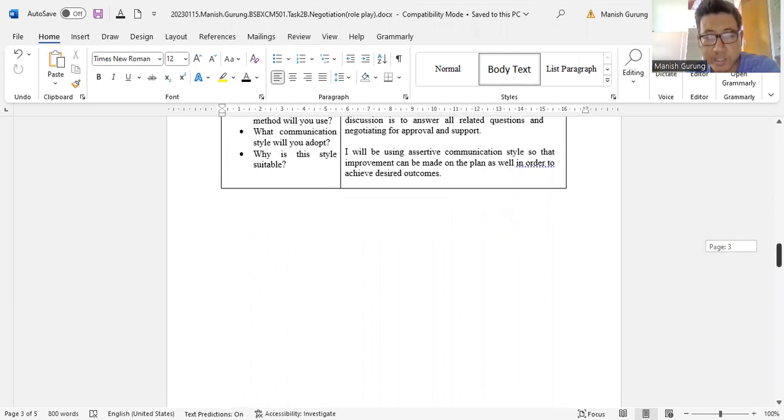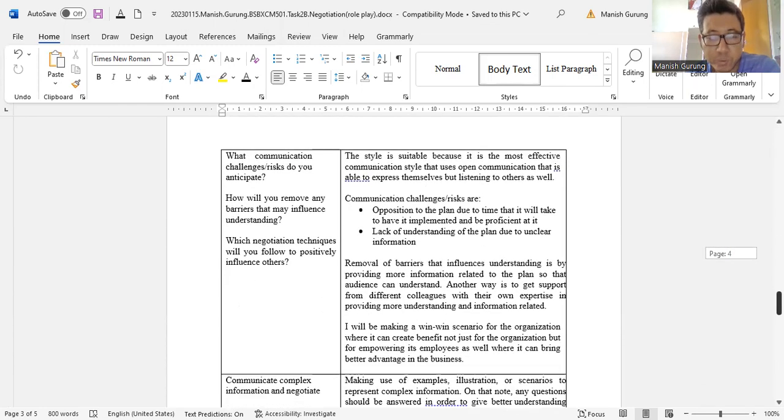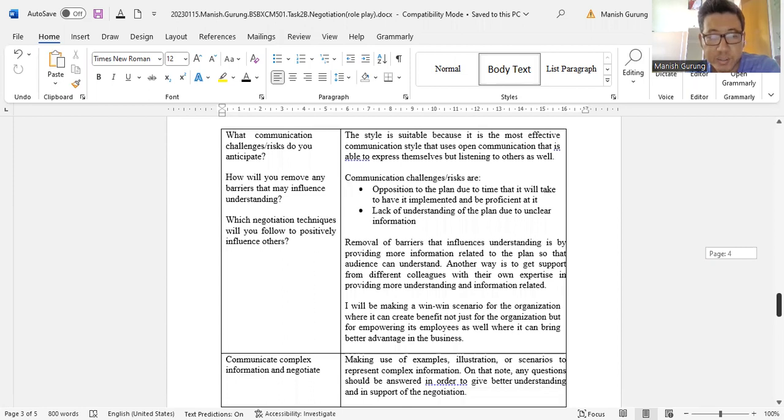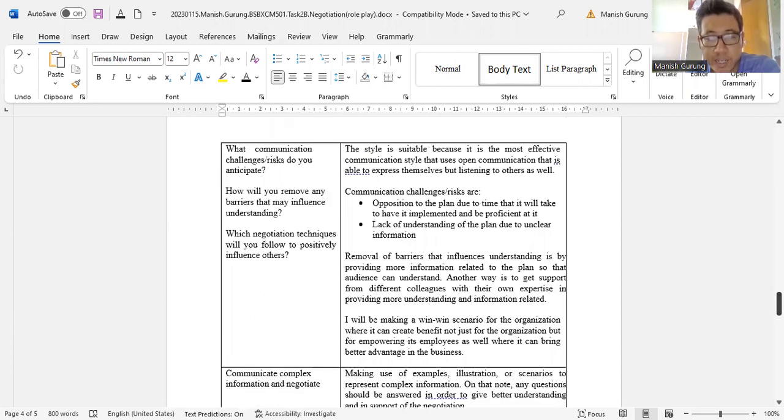I will be using an assertive communication style so that improvements can be made on the plan as well, in order to achieve the desired outcomes. Now, what communication challenges and risks do you anticipate? How will you remove any barriers that may influence understanding? Which negotiation techniques will you follow to positively influence others? The style is suitable because it is the most effective communication style, using open communication that is able to express themselves but listening to others as well.